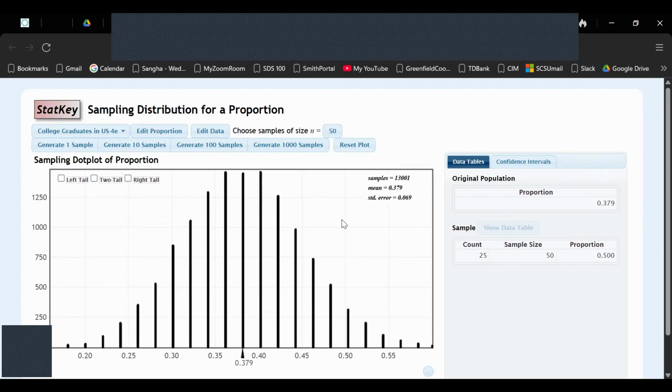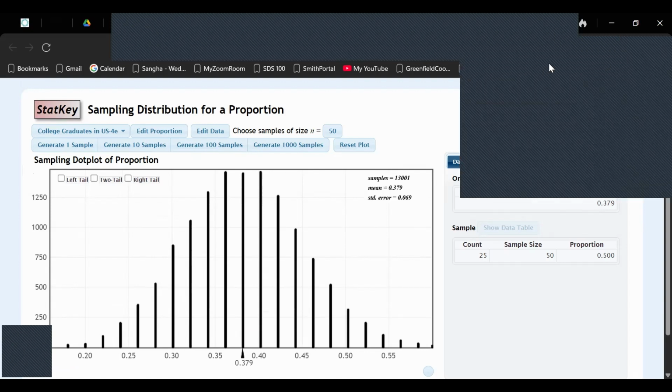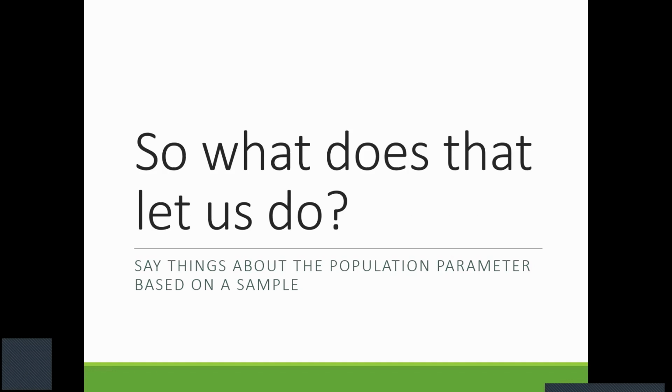So again, if we had repeated samples over and over again, eventually they would conform on the population parameter, but we only have one sample. So that is the problem. So what does that central limit theorem let us do? It lets us say things about the population parameter based on a sample.